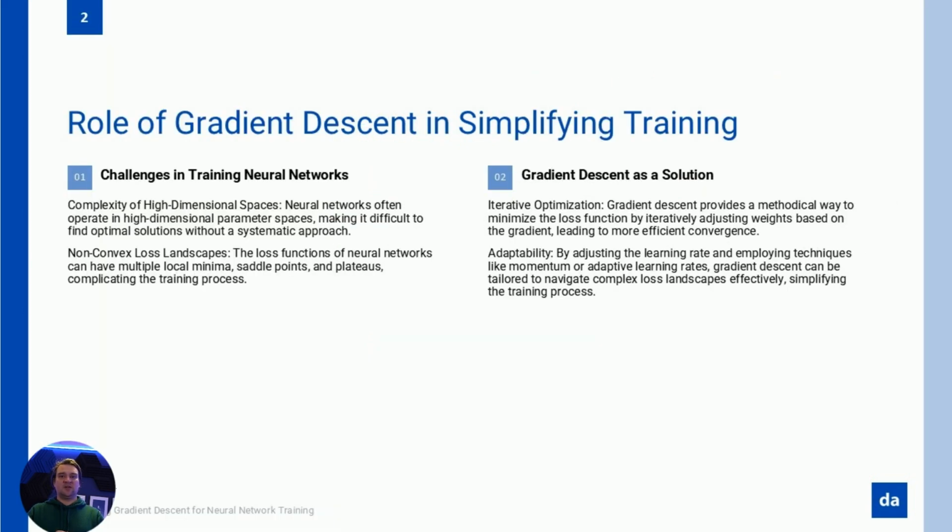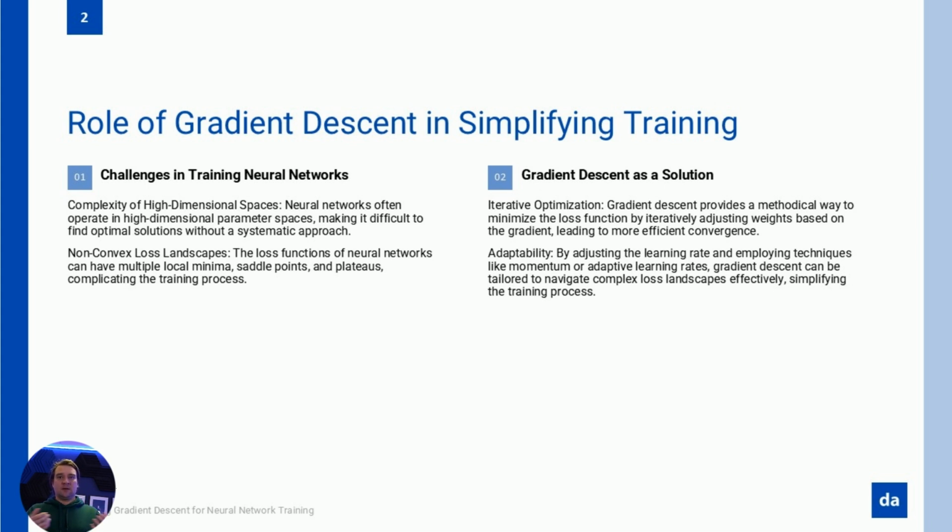Now that we've uncovered the challenges, let me introduce you to your new best friend in the world of neural networks: gradient descent. Think of it as your GPS in the maze of training, a methodical guide that ensures you don't just wander aimlessly, but move step by step toward the solution. But what makes gradient descent such a game changer? Let's dive in.